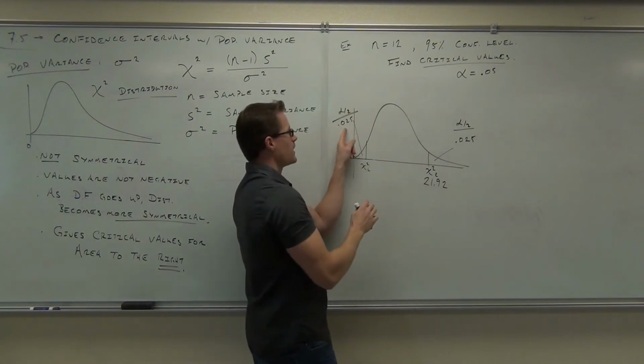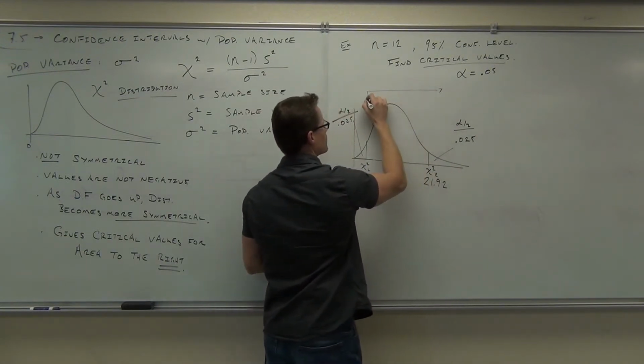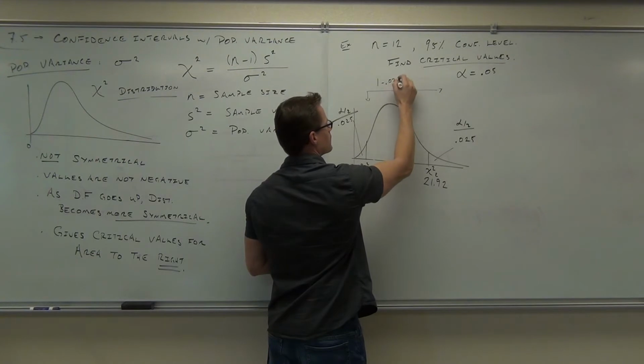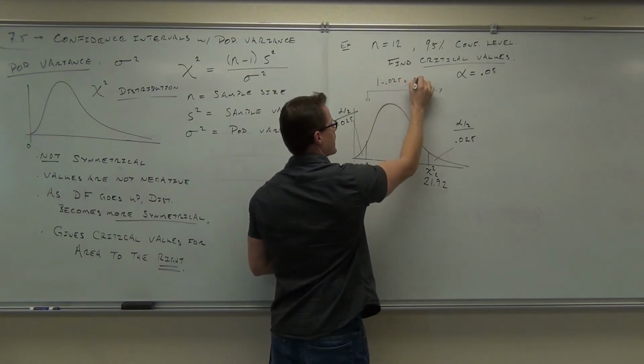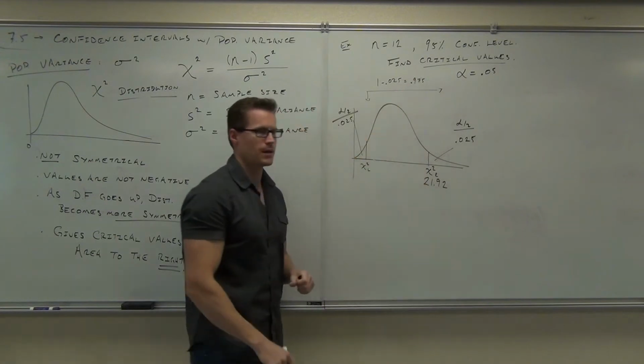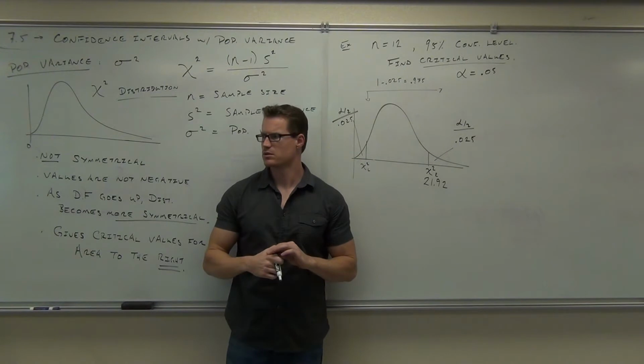If 0.025 is here, that means there is 1 minus 0.025, which is 0.975. You see where that's coming from? Where's 0.975 fall on your chart?